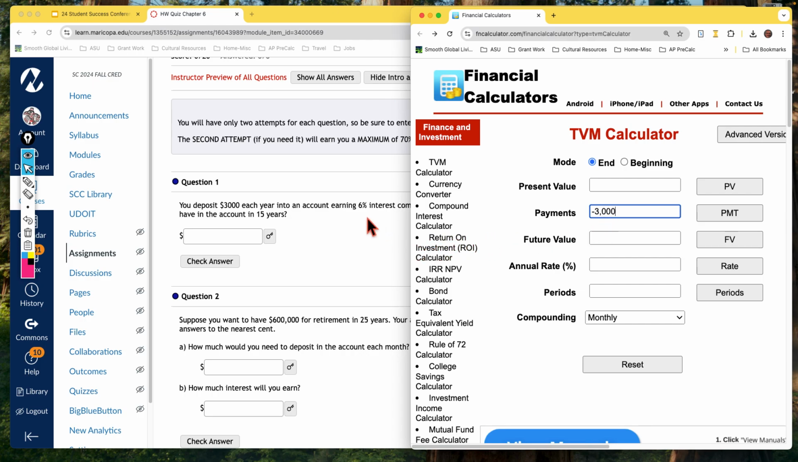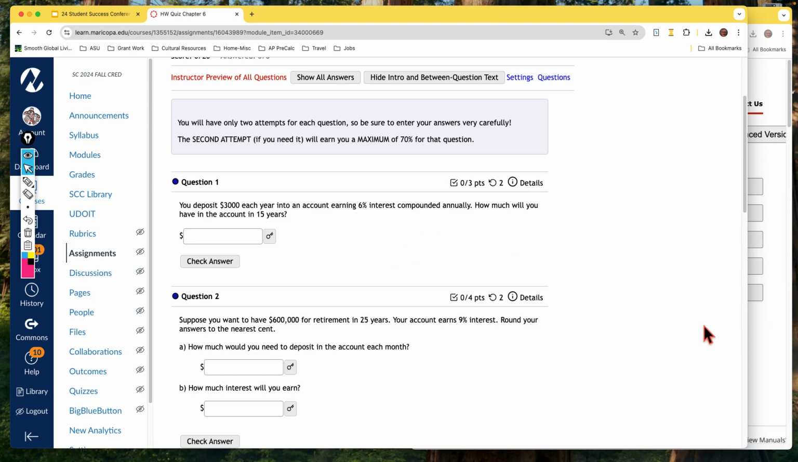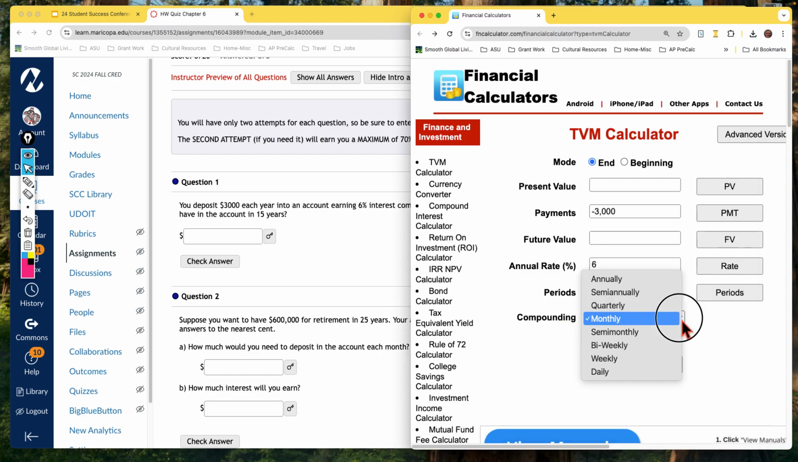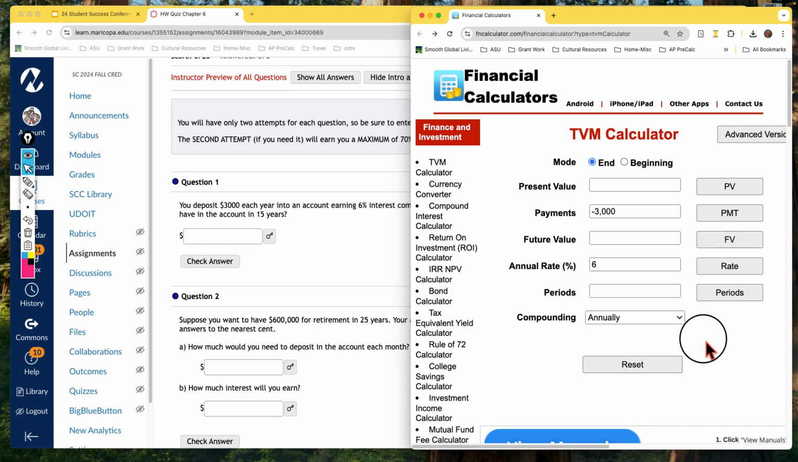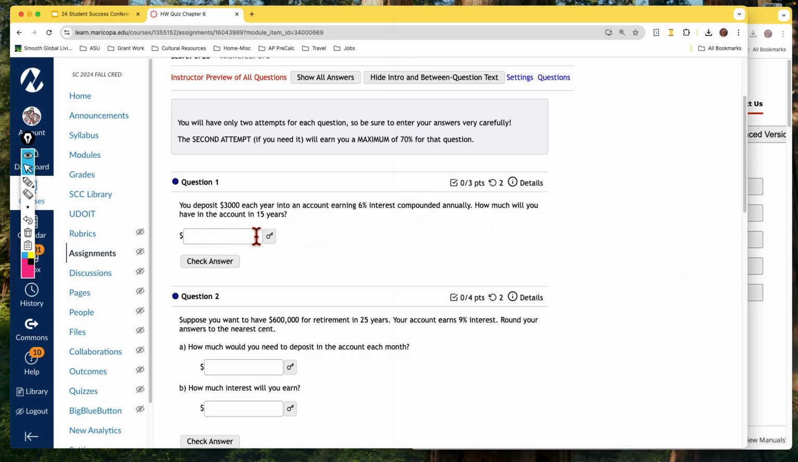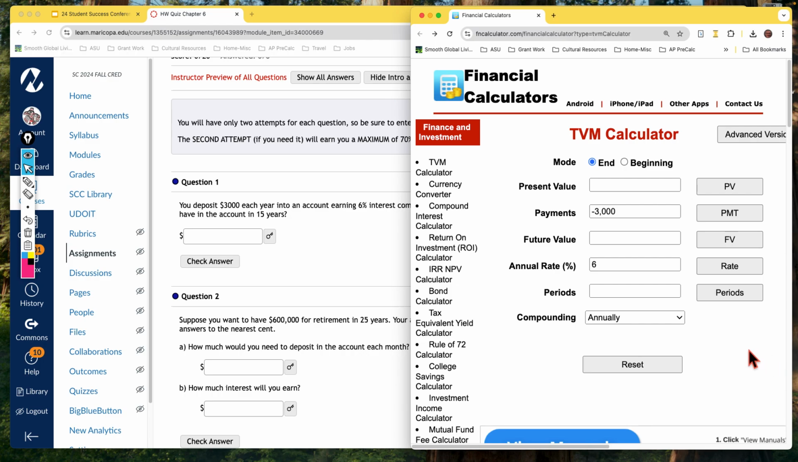What else do we know? We know a 6% interest rate, right? So annual interest rate, that's where that's going to go, 6%. Compounded annually, so for compounding, we need to change this to annually. How much will you have in the account in 15 years? So that's a time value. Where does that go? Periods. And since it's annually, 15 times 1 is 15. Just remember, if it was monthly, it would have been 15 times 12. That's what would go under periods. So the periods depend upon how they compound.